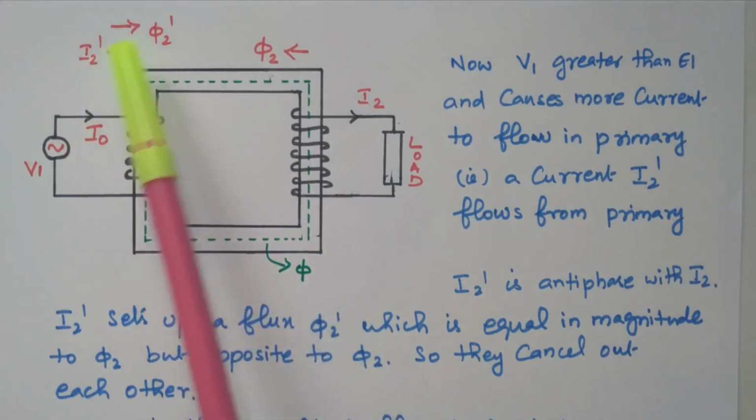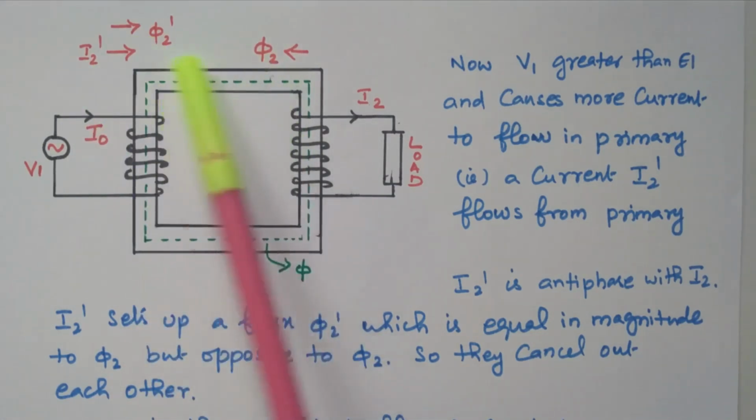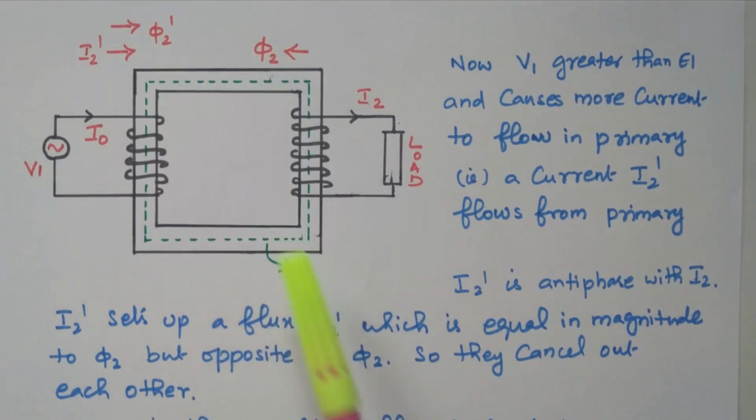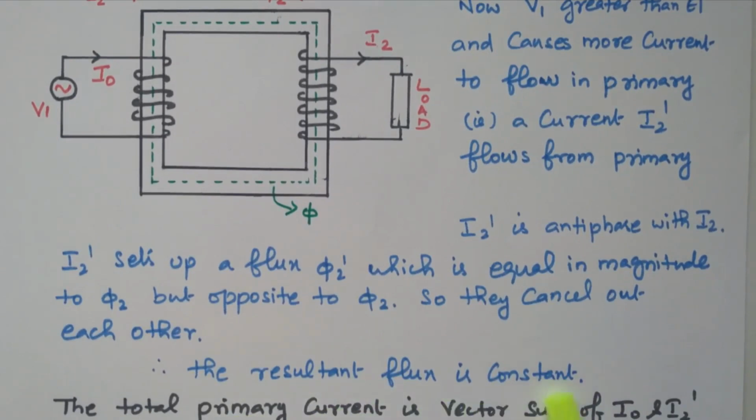The flux phi 2 dash produced by I2 dash cancels this phi 2. Both are almost equal and opposite, so they cancel each other. So that makes phi remain constant. So I2 dash is in anti-phase with I2. I2 dash sets up the flux phi 2 dash, which is equal in magnitude to phi 2 but opposite to phi 2. So they cancel each other. So the resultant flux is constant. So that is the important thing.